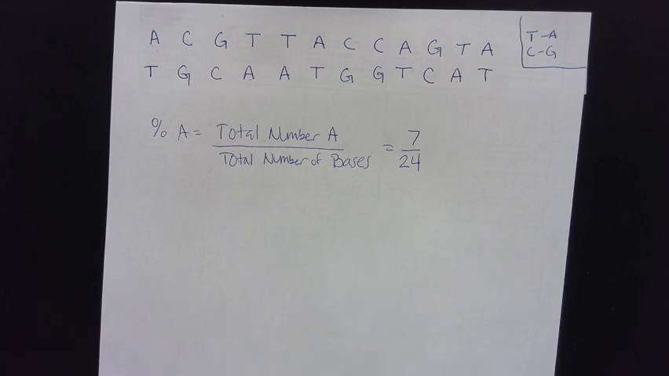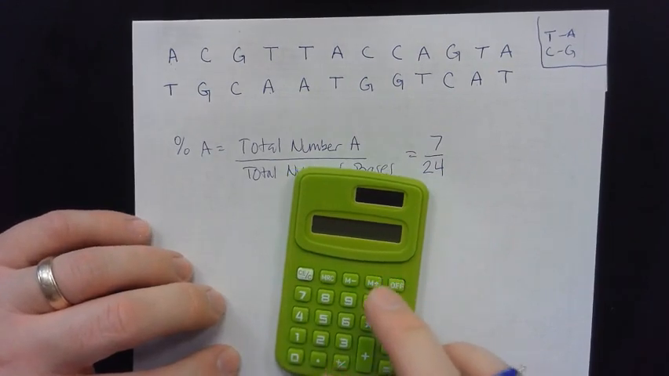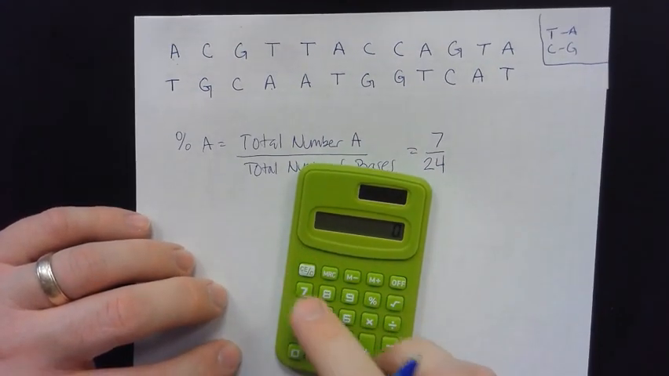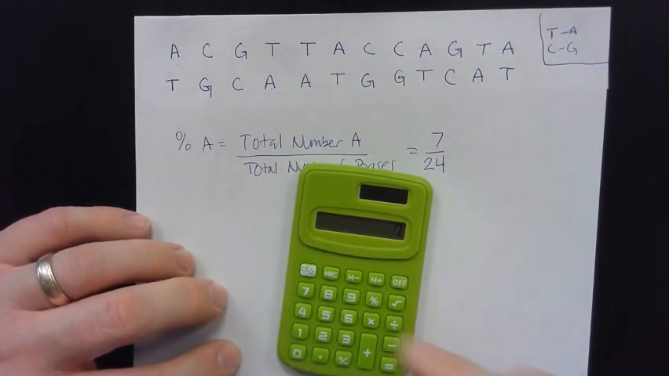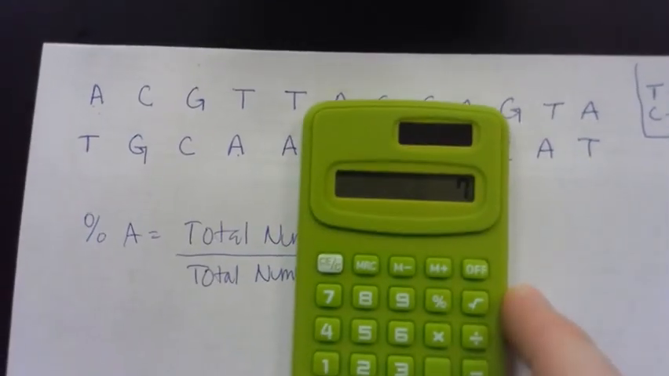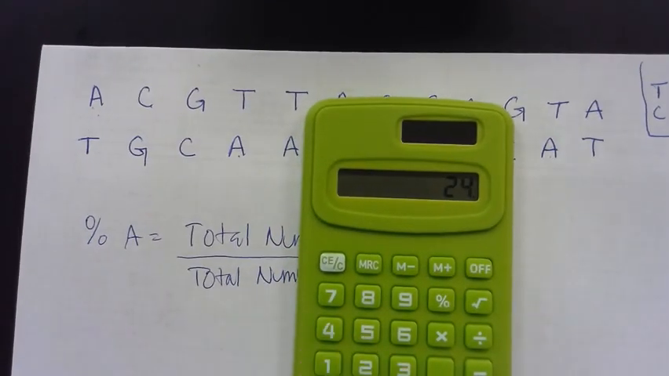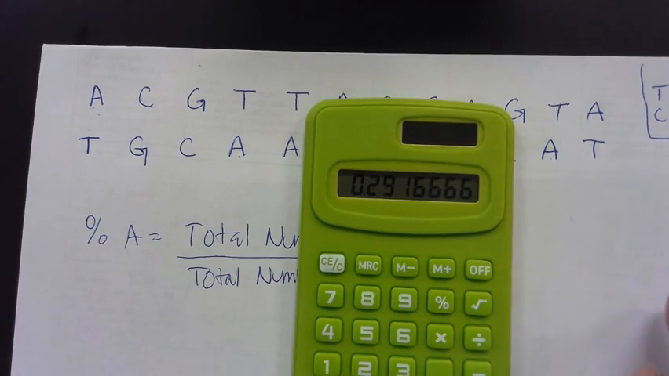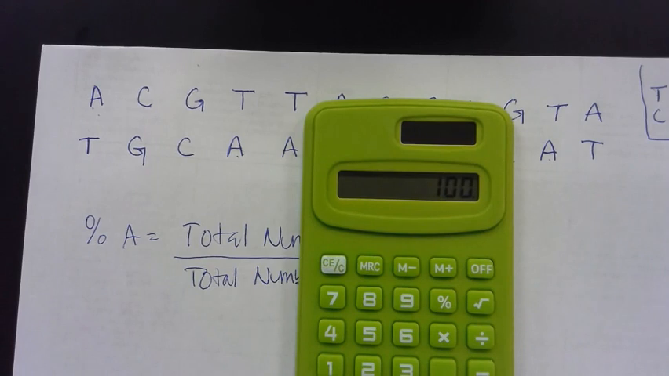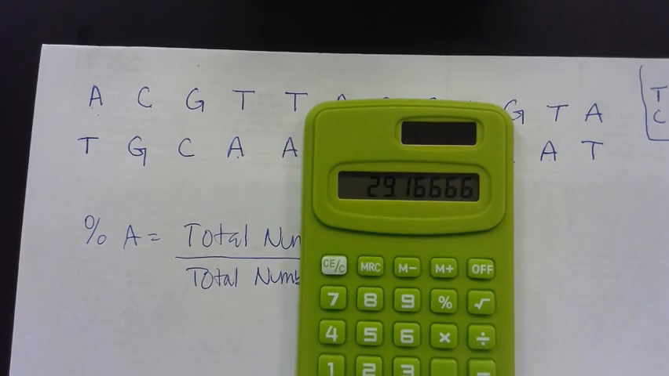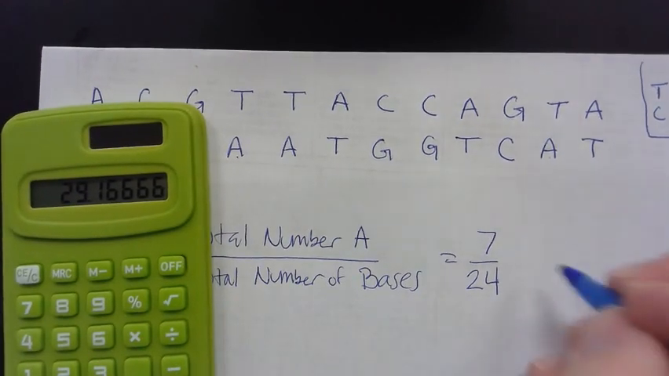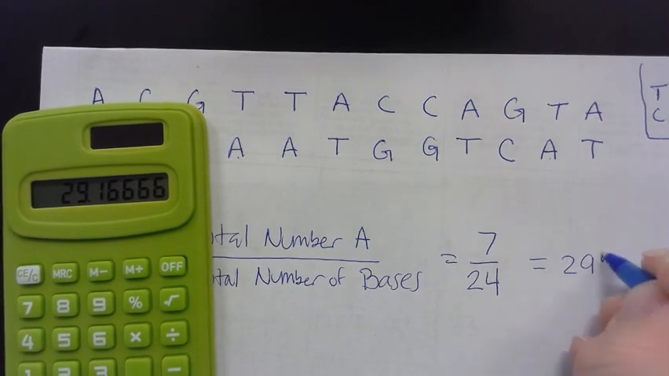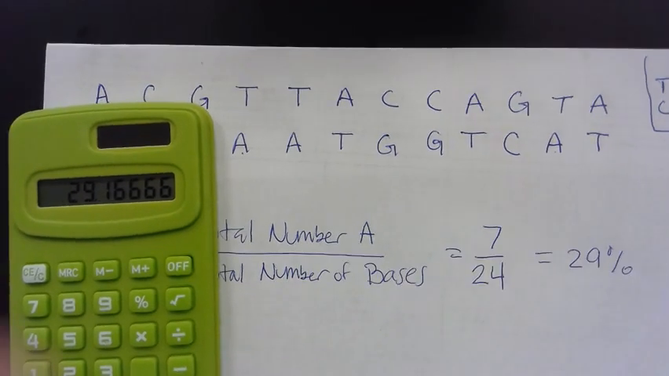And so when we do that math calculation, I would take 7 divided by 24. I get this decimal. If I want it in a percent, I just multiply by 100. And so that gives me about 29%. I'm not going to fool around with the decimals. We have about 29% A.